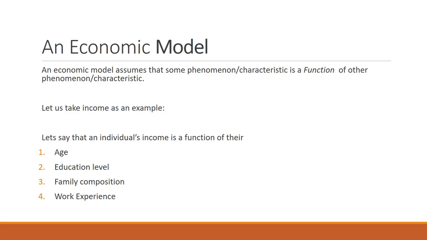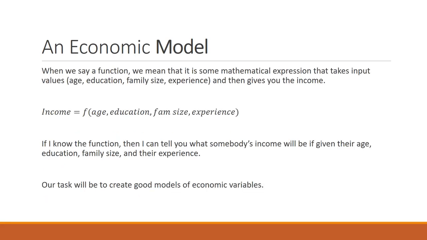Let's say that an individual's income is a function of their age, their education level, their family composition, and their work experience. So income is a function of these things. If we knew what these things were, we could tell you what your income was going to be. When we say a function, we mean some mathematical expression that takes input values, in our case age, education, family size, and experience, and gives you some outcome. In our case, the outcome is income.